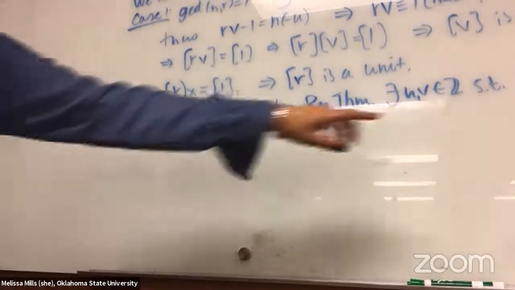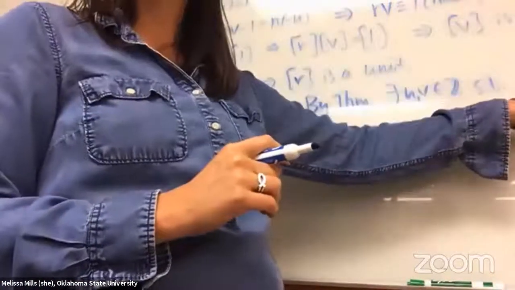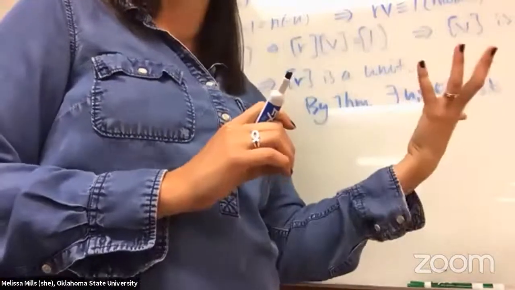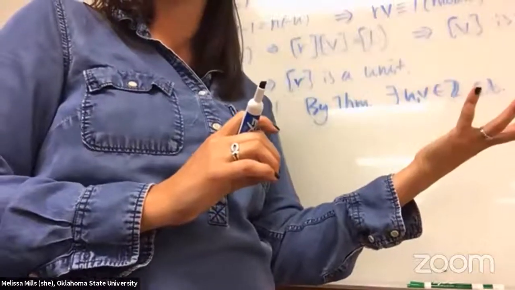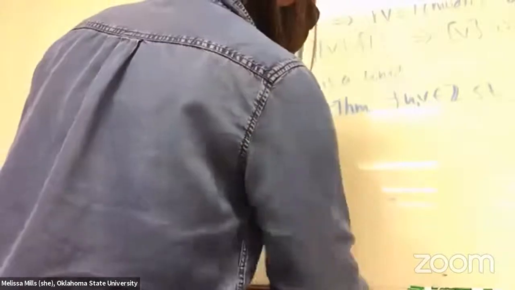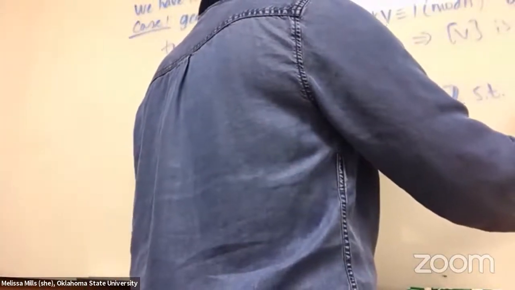What do I want to get? I want to get that R is a zero divisor, right? So I'm trying to get that R times something is some multiple of N. So I want that R times something is equal to 0. And I don't quite have it yet, because what I have is an R times something, and this is a multiple of N, but that's not a multiple of N, right?